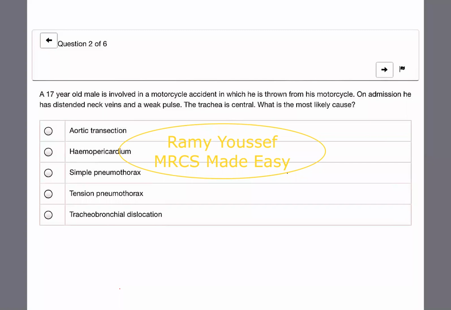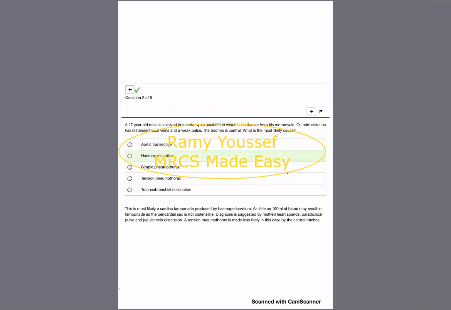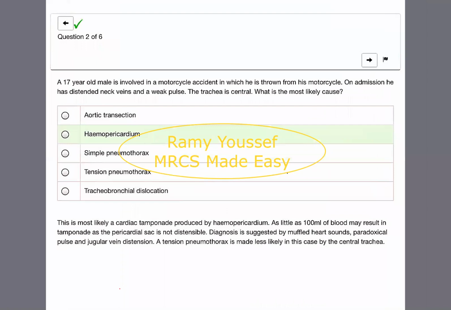Hemopericardium. The patient has elevated neck veins and weak pulse. Trachea is central, so we are away from any problem with pneumothorax or tension or tracheobronchial injury or aortic dissection. The patient would not arrive at the hospital, so this is cardiac tamponade. But if the patient had empty neck veins, it would be hemothorax, maybe with weak pulse and tachycardia. Congested neck veins mostly come with hemopericardium or cardiac tamponade.